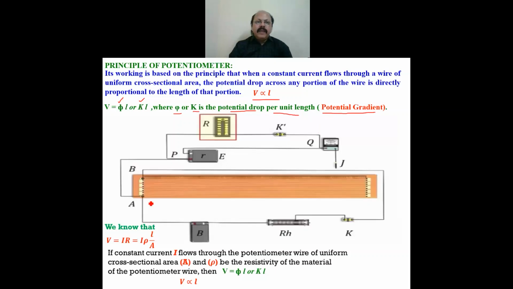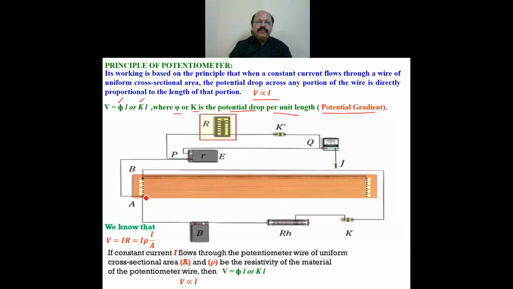Now here you see a potentiometer, and this potentiometer consists of 10 wires of 1 meter each. This is a meter scale. Its point A is connected to the battery's positive end and the negative end is connected to the rheostat. The other terminal of the rheostat is connected to the key K, and the other end of the key is connected to point B of the potentiometer.